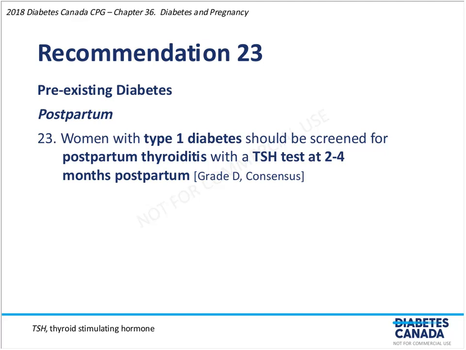The one thing that's unique about type 1 diabetes is a high rate of autoimmune thyroid disease in these women, and thus, if women have positive TPO antibodies identified either preconception or in the first trimester, we should be looking for development of postpartum thyroiditis with TSH testing 6 to 12 weeks postpartum.